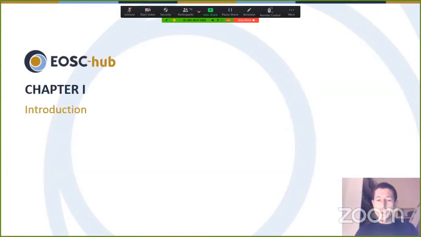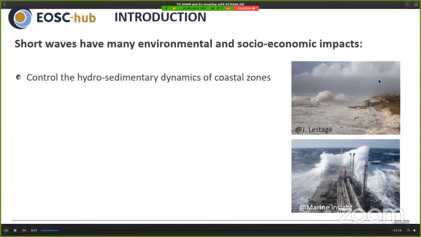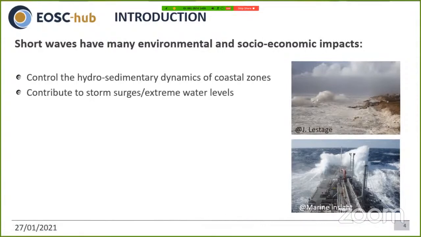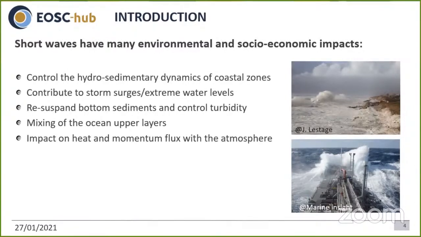Chapter 1. General introduction. Short waves have many environmental and socio-economic impacts. They control the hydro-sedimentary dynamics of coastal zones, particularly during storms. They contribute to storm surges and extreme water levels. They resuspend bottom sediments and control water turbidity. They mix the ocean upper layers. They impact heat and momentum fluxes with the atmosphere. They can damage vessels and coastal structures, and many more.